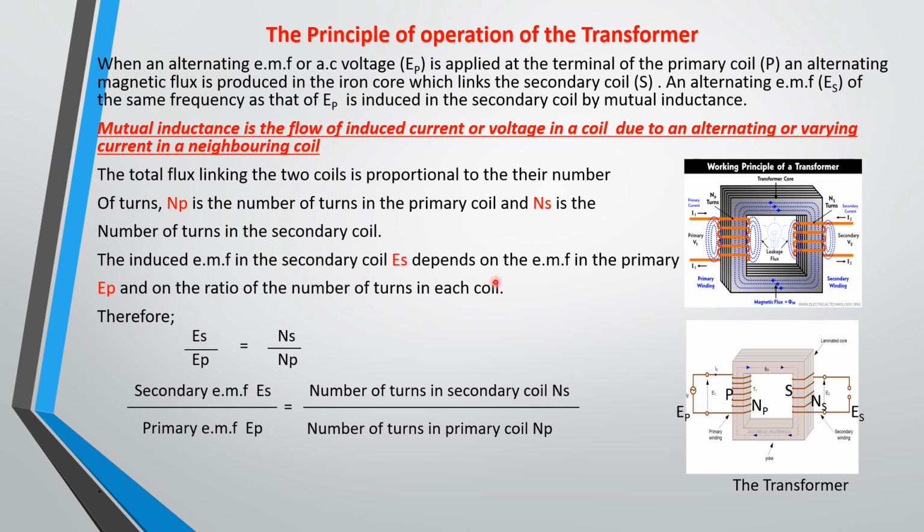The induced EMF in the secondary coil depends on the EMF in the primary coil, and that led to the derivation of this equation. The ratio of the induced EMF in the secondary coil to the primary coil is equal to the number of turns in the secondary coil over the number of turns in the primary coil. This is also written as ES over EP equals NS over NP.